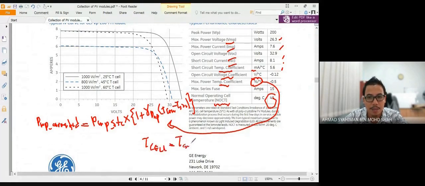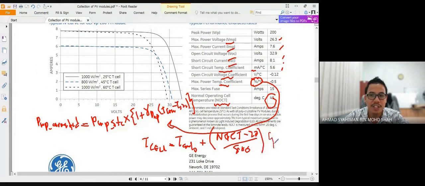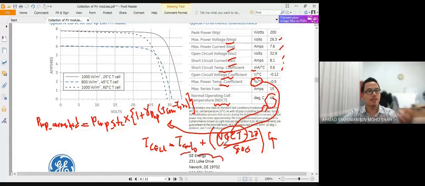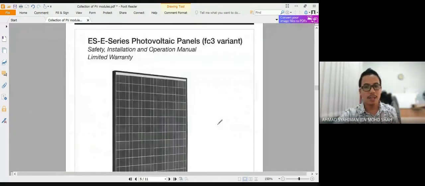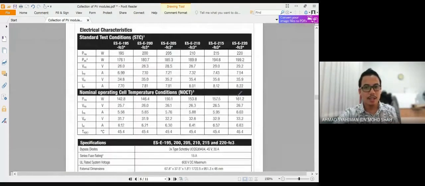sama dengan T ambient campur velocity minus 20 over 800 multiply with G. Ini kena pakai. Yang ini kena masuk nilai 45. Yang ini kena masuk nilai yang diberi oleh soalan lah. Okey, ini contoh data sheet lah. Okey. Ini yang lain. So ini apa ni?